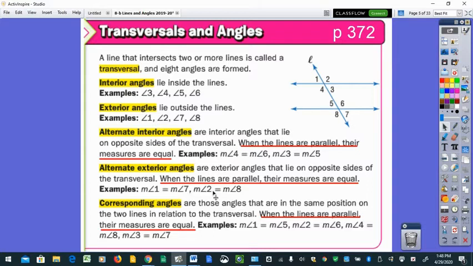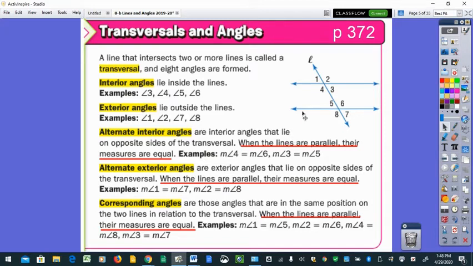Now we're going to talk about what if these lines were parallel. What if this line and this line were parallel? You're going to notice some things underlined here. If the two lines are parallel, alternate interior angles, 3 and 5, 4 and 6, will have the same measure. So angle 4, if you measured it with a protractor, would have the same measure as angle 6, and so would 3 and 5.